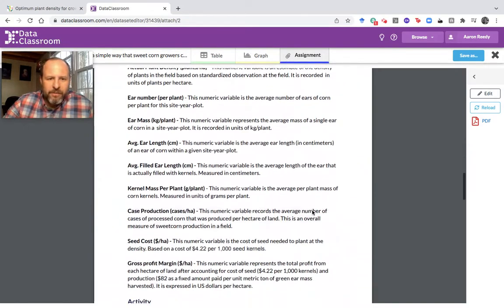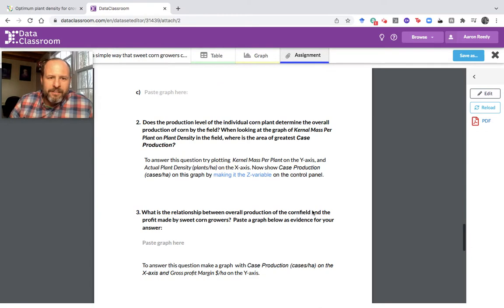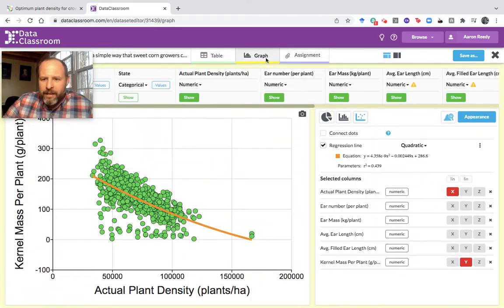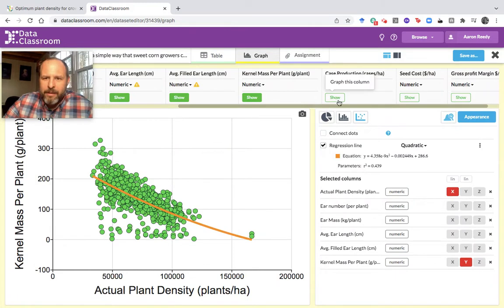So question number 2 is asking, does the production level of the individual corn plant determine the overall production of corn in the field? And so I'm going to add a measure of corn production per acre onto that graph that I've made. So I go back here, and this a measure that we're going to take here, I'm just scrolling at the top, is this case production, cases per hectare. This is cases of corn that are produced at the end.